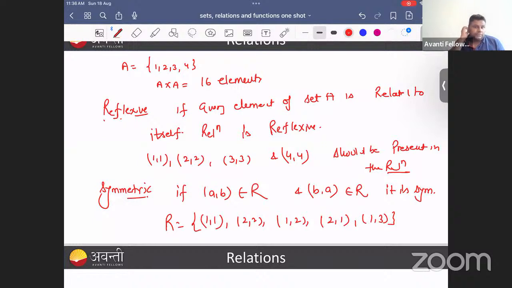No. Very good. Whoever answered no, because there are not elements (3, 3) and (4, 4). Got it? So it is not reflexive. Now come to the point. Is this relation symmetric? Again, no.